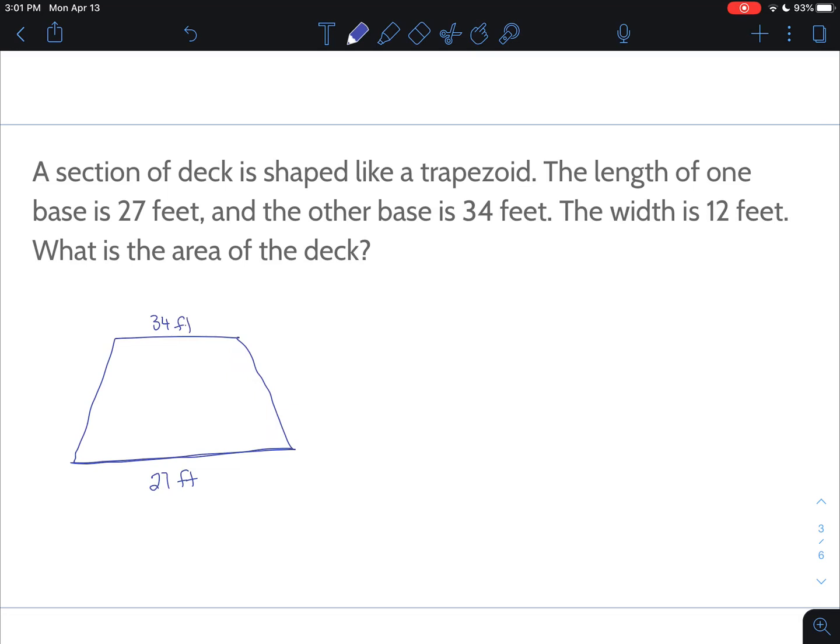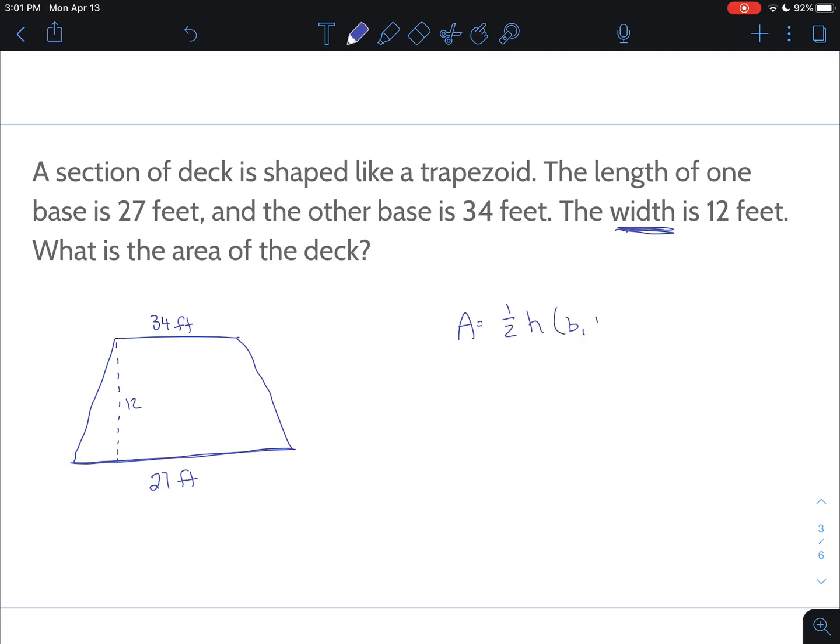And the other base is 34 feet. So that would be this one up here. The width is 12 feet. So I know we normally use the word height when we're talking about a trapezoid, but if you're actually talking about a deck that is laying on the ground, it doesn't really have a height in the shape. You actually want to think of it as width. So how wide is your deck? You will sometimes see the word width used when you're talking about something laying on the ground, but they're really actually talking about the height of the trapezoid. So we know that the height or the width is 12, and we need the area.